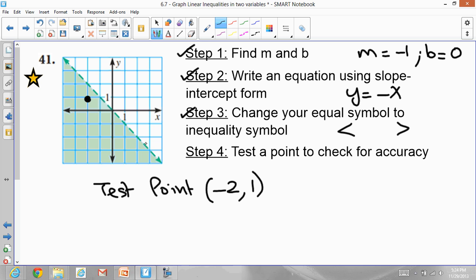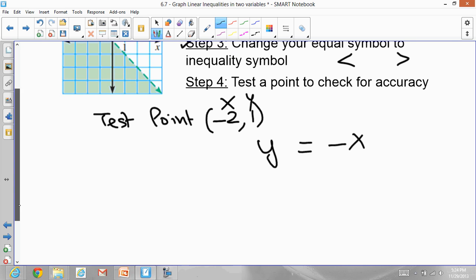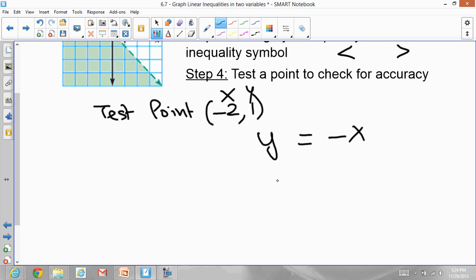I want to see how my symbol is going to look based on this. So this is my x and this is my y. I'm going to go for my equation, which is y equals negative x. Now I'm going to replace my y as 1 and my x as negative 2. Now remember, I also have a negative. So negative and another negative, so this is going to be my 1. Two negatives becomes a 2.